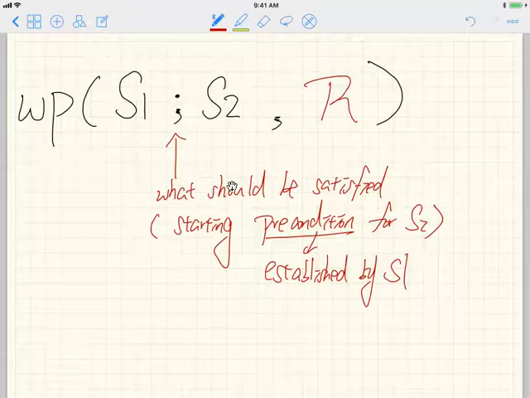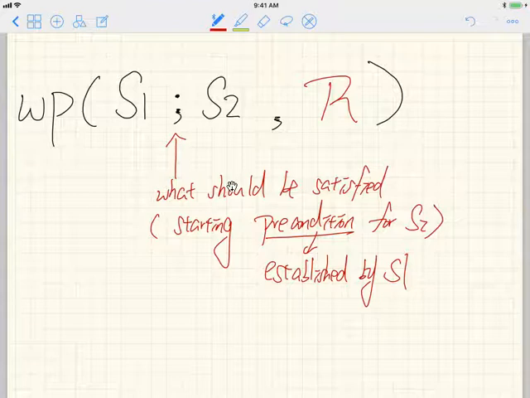Two questions. It follows that S1 establishes a postcondition, it satisfies R as the weakest precondition, and then the second question is whether S1 implies S2. Yeah. Your second question is a bit too complicated.